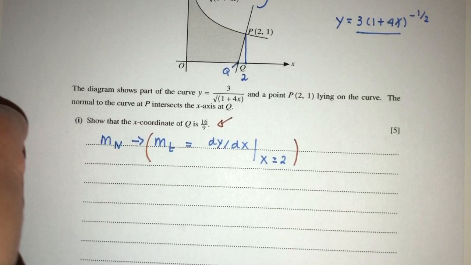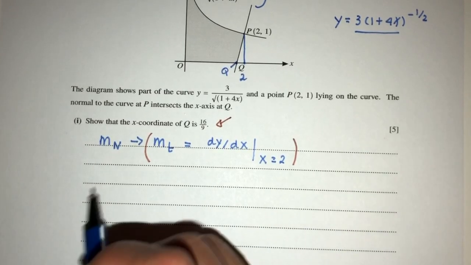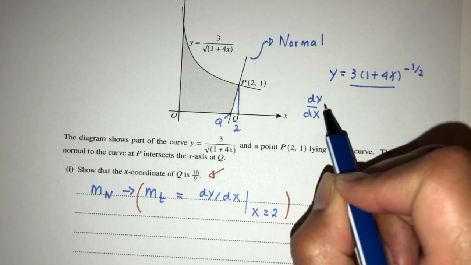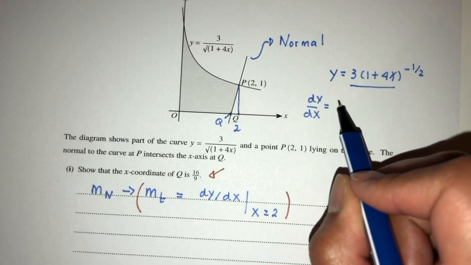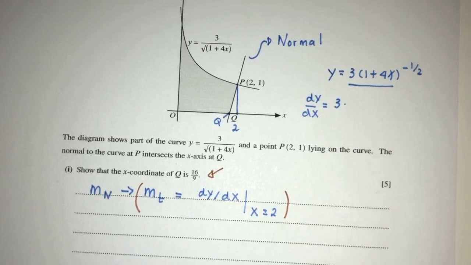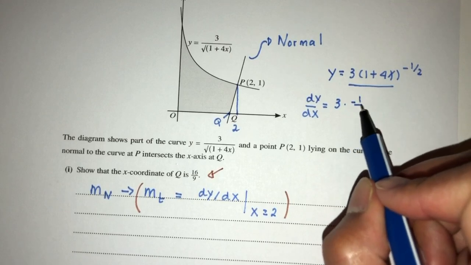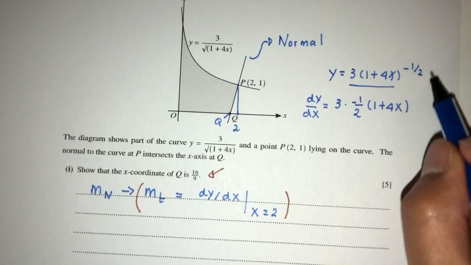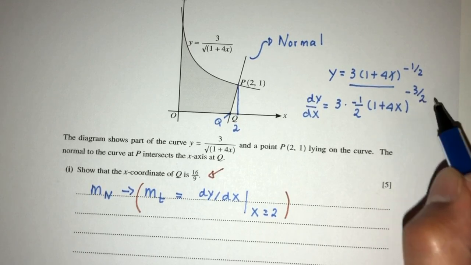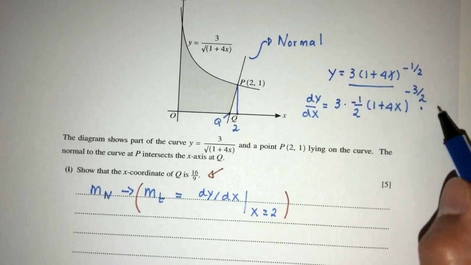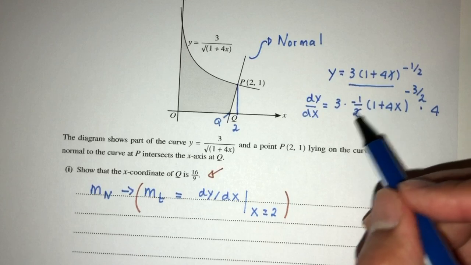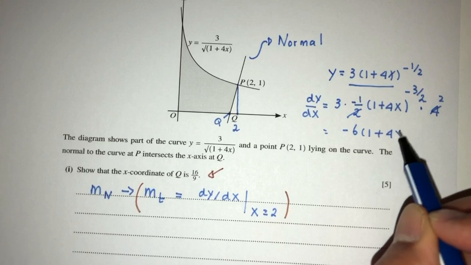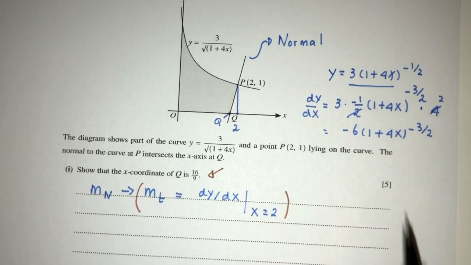So let's find dy/dx. Right now we have y is this. So dy/dx will be what? First things first, we can just write this down. This is a multiple, so you don't touch it. Now we have to multiply by the power. Then the inside will be the same value for now. And then we have to minus 1 from the power, so it will be minus 3/2. Then multiply by d/dx of the value inside, which is 4. Simplify: 3 times 2 is 6, with a minus sign. So dy/dx is -6(1 + 4x)^(-3/2).